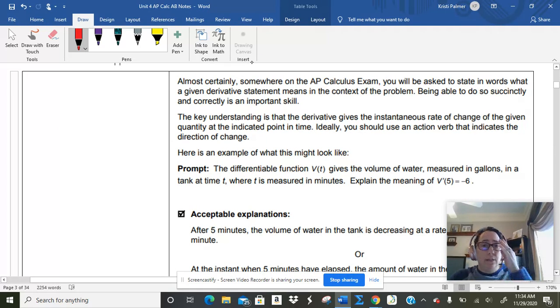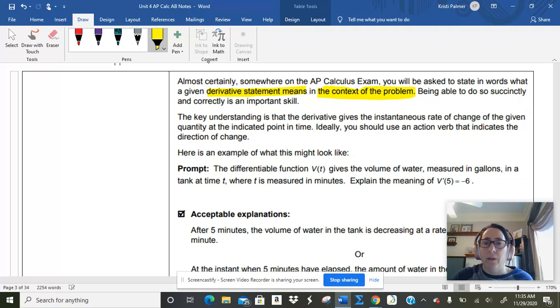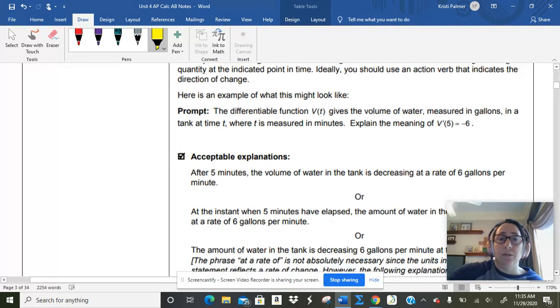Okay, so it is almost certain that on your AP Calculus exam, you're going to have to interpret what a derivative statement means in the context of the problem. So we really want to make sure that we have that. I'm going to take us through some of the good and the bad ways of interpretations.